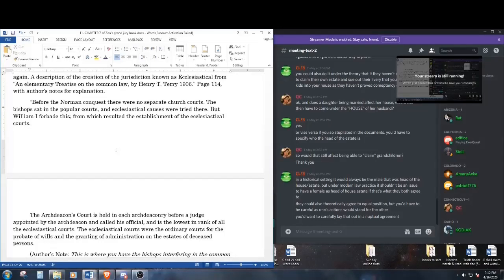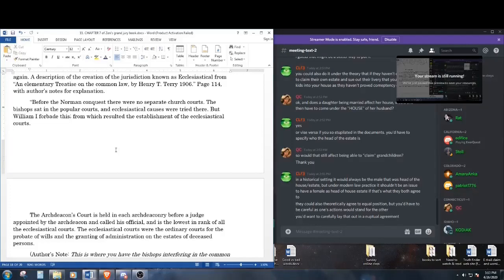Take notice of that. The filthy serpent seed line of William the Conqueror coming over with Rome, bringing the power of Rome into England, brought the power of the church courts, okay? The bishops sat on the popular courts and ecclesiastical causes were tried there. But William I forbade this, from which resulted the establishment of the ecclesiastical courts. The archdeacon's court is held in each archdeaconry before a judge appointed by the archdeacon and called his official. It is the lowest rank of all the ecclesiastical courts.